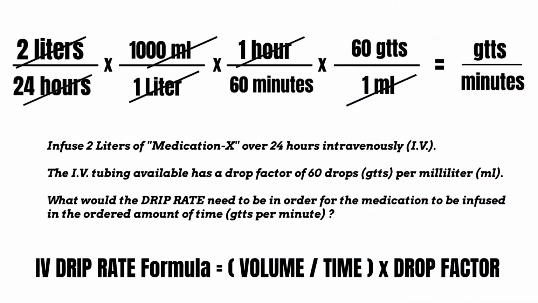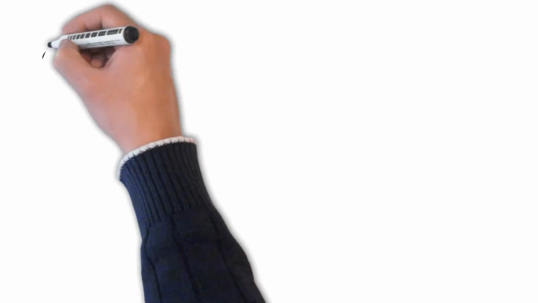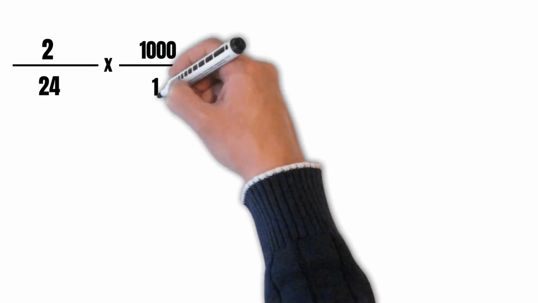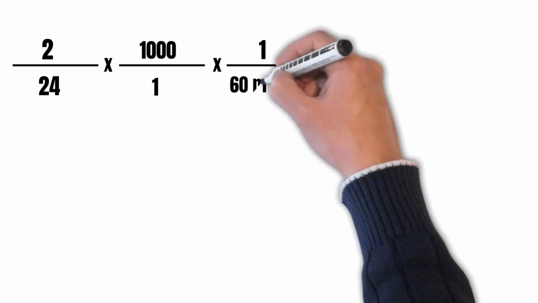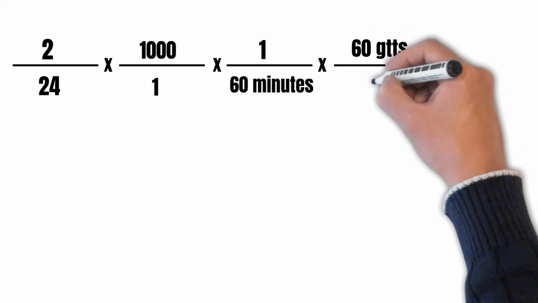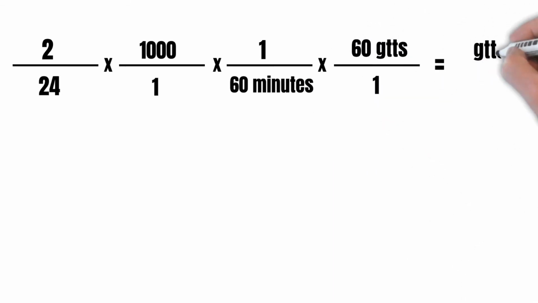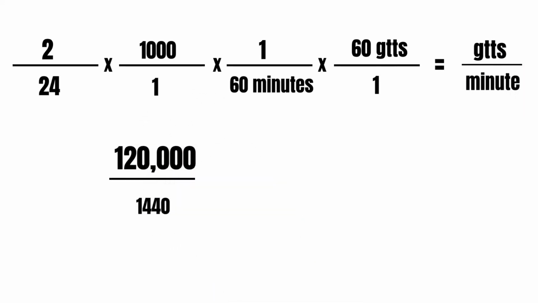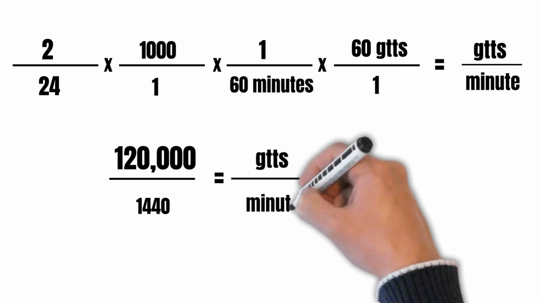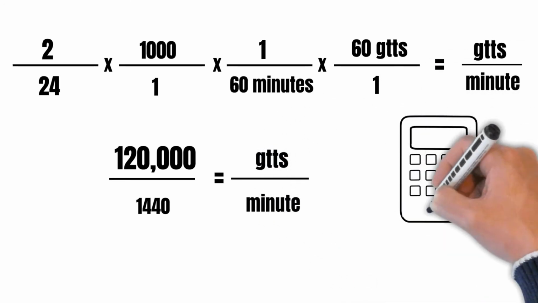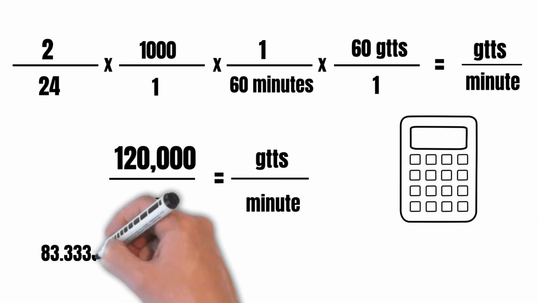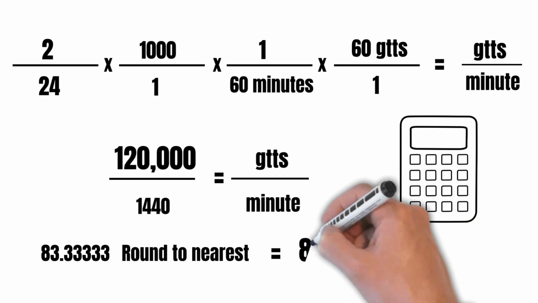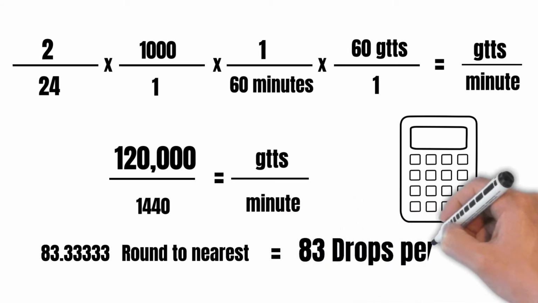Once we eliminate the units, we now have a math equation. 2 divided by 24 multiplied by 1,000 divided by 1 multiplied by 1 over the 60 minutes because those didn't go away, and the 60 drops because those didn't go away over 1 equals again the drops per minute. Our answer is going to be 120,000 divided by 1440. It's going to equal our drops per minute. If we use a calculator, we can come up with the answer. The answer is 83.33333. We're going to round to the nearest, which is going to give us 83 drops per minute.